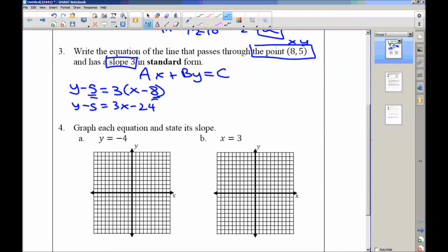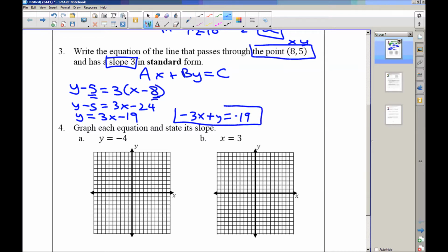And then I'm going to move the 5 over because the constant terms are all supposed to be on the right. So I'll get y equals 3x, and negative 24 plus 5 is negative 19. And then I need to get the x onto the left side. So I'll subtract 3x from both sides. So I'll do negative 3x plus y equals negative 19.